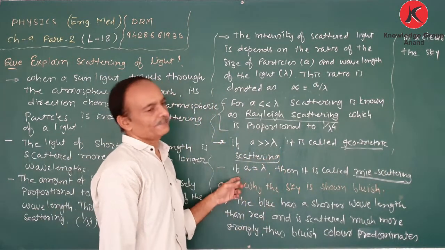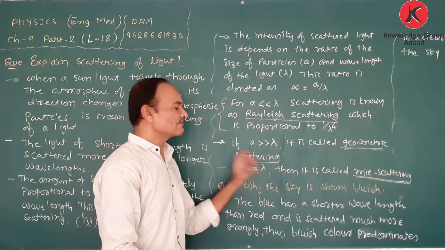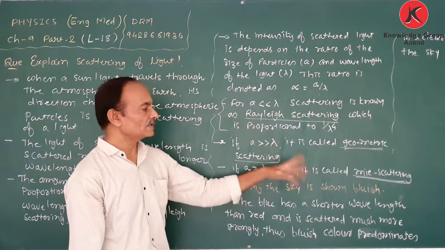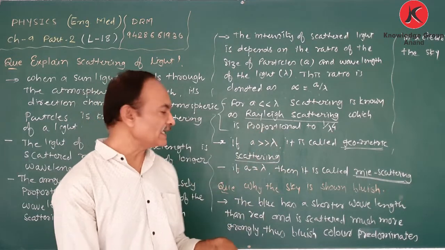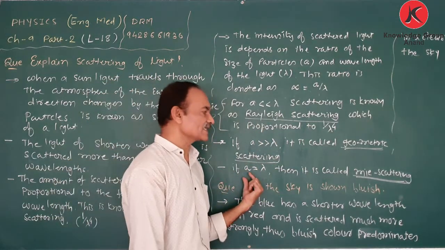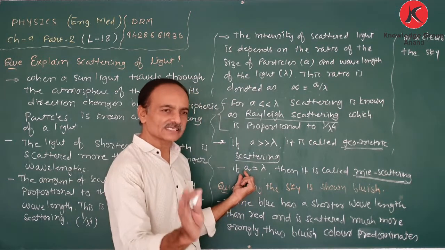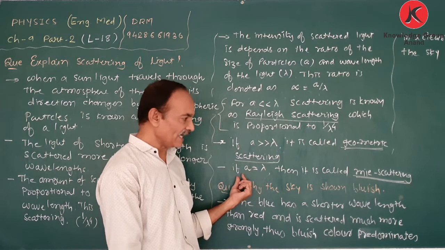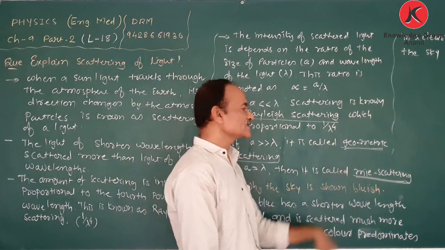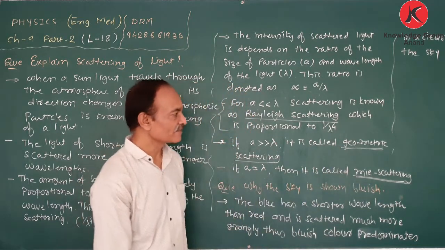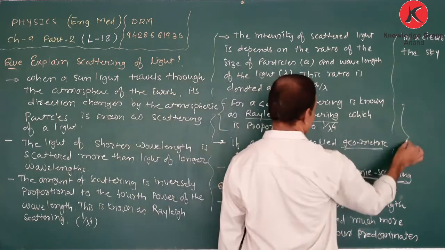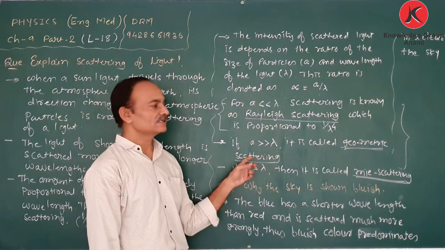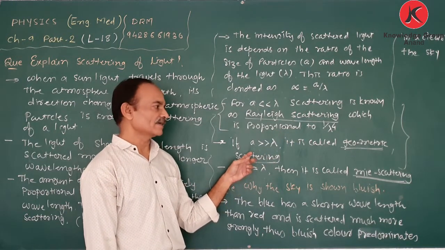If a is equal to lambda, then it is called Mie scattering. That means the size of the scattering particle is very close to the wavelength of incident light. Such scattering is known as Mie scattering. Therefore, the three types of scattering depend on the size of the scattering particle.